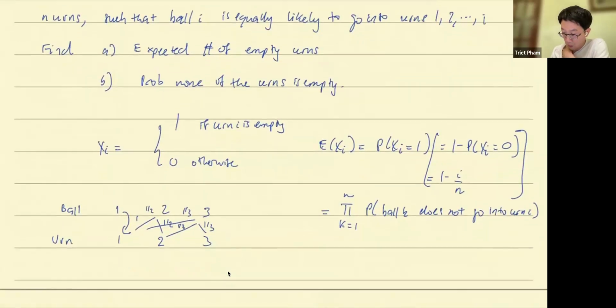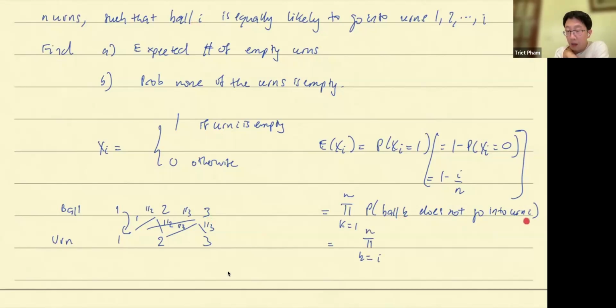Now, what is the probability ball K does not go to urn I? If you notice, the peculiar feature is that if K is less than I, for example urn 4, then ball K is guaranteed not to go to urn I, because ball K only goes to urns 1 to K. So if K is less than I, ball K will not go to urn I. Okay, so far? So the product here must start from I, up to N.